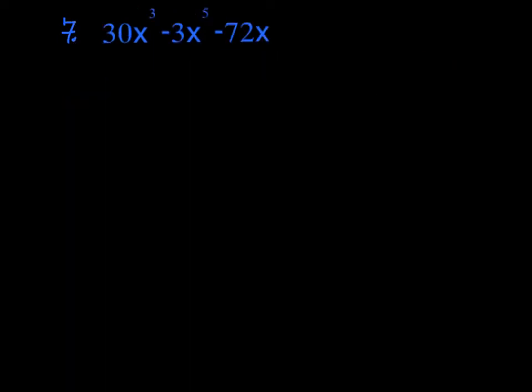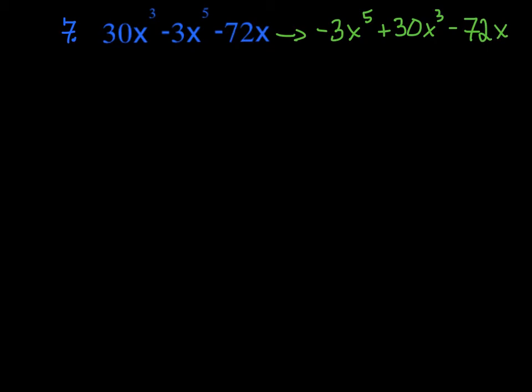Alrighty, so let's look for a GCF, but remember what I said on that last one. I think that was number 3. You want to put this in descending order of the powers. So I'm going to put the highest power first, which is negative 3x to the 5th. Then I'm going to put the 30x cubed. And lastly, I'm going to put that 72x, minus 72x there.